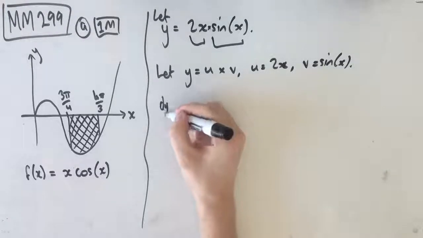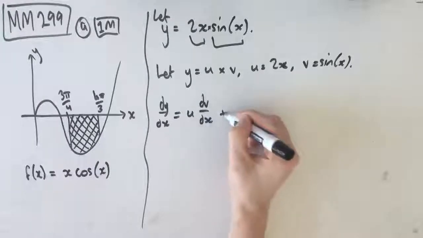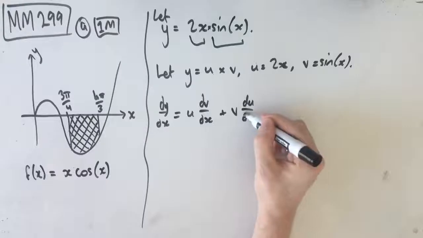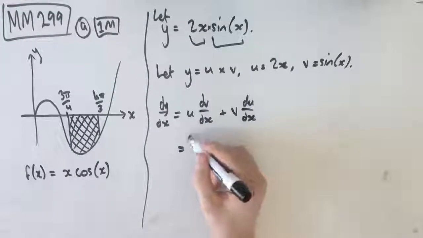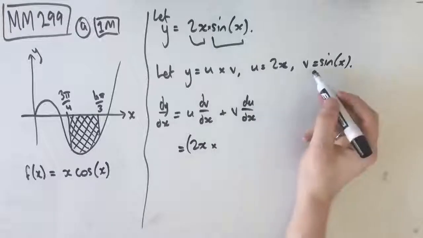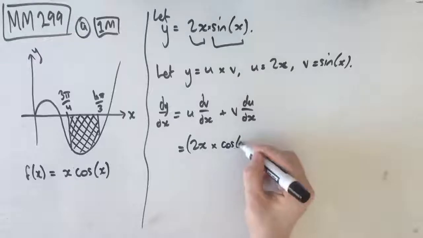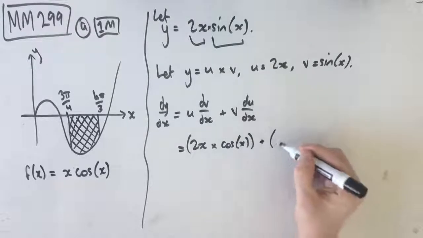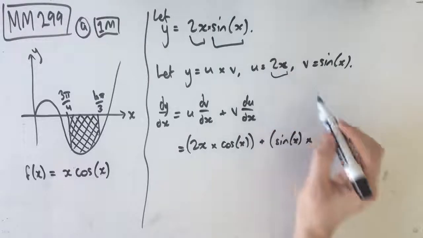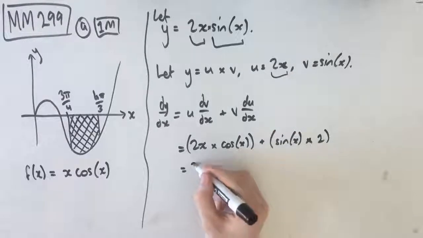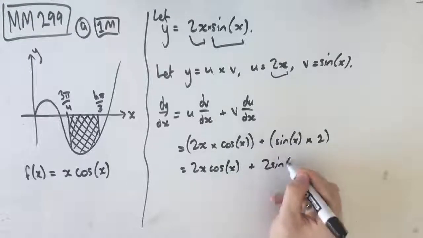Our normal product rule says that dy dx is equal to u times dv dx plus v times du dx. So u is 2x, so 2x times dv dx, so the derivative of sine x is cos x, so we get times cos x, plus v, which is sine x, multiplied by du dx, the derivative of this, which is 2, okay? So we get 2x cos x plus 2 sine x.